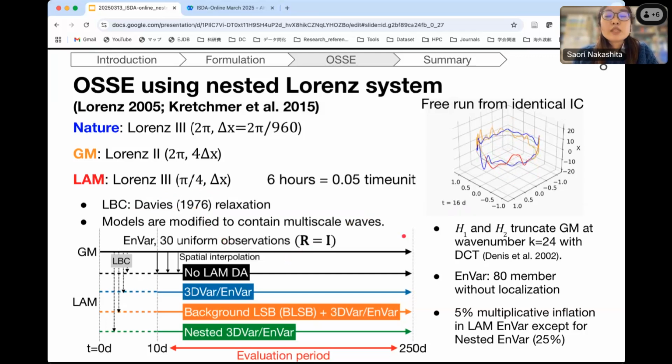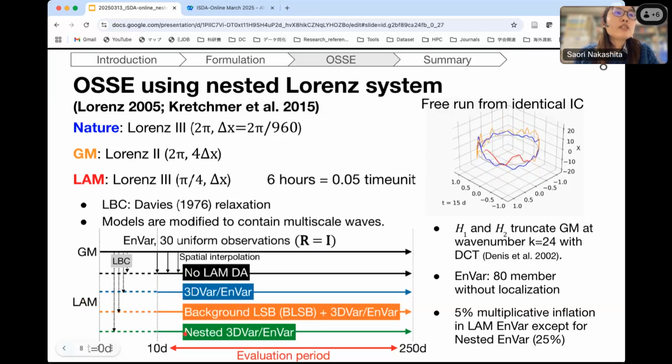Then the experimental design for cycled DA is shown at the bottom part. The 250-day long GM forecast and analysis are created using the EnSRF with 80 members and assimilating 30 globally uniform observations. All observations are linear, have error variance 1, and are assimilated every 6 hours. In LAM experiments, we conduct 3 types of DA experiments: only LAM-DA, background LSB plus LAM-DA, and nested DA. We use 3DVar and EnVar for DA methods.